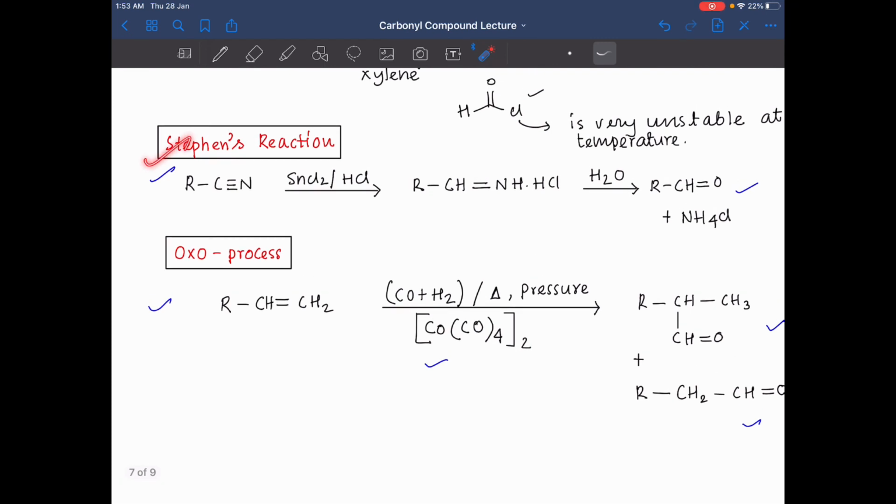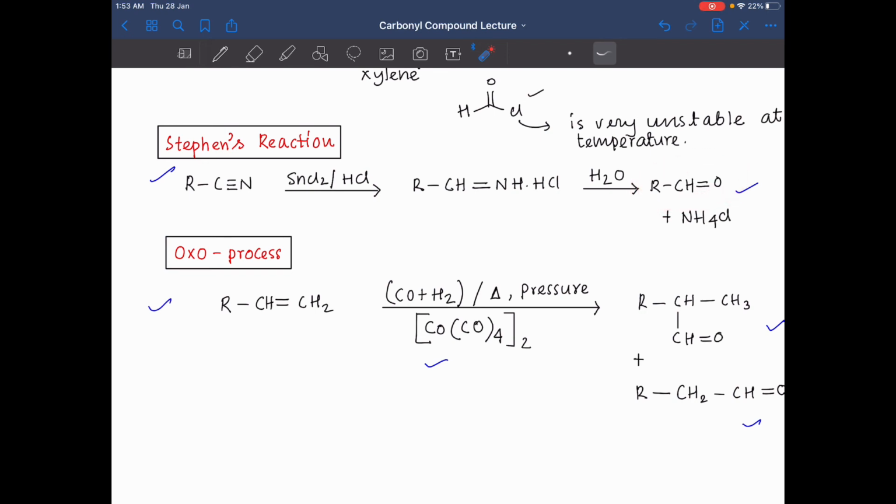Next reaction is the Stephen reaction. In the Stephen reaction, the reagents are alkyl cyanide, SnCl2 and HCl. In the presence of SnCl2 and HCl, alkyl cyanide will be reduced to RCH=NH·HCl. After that, simple hydrolysis will occur, and it will produce the carbonyl compound, the aldehyde.